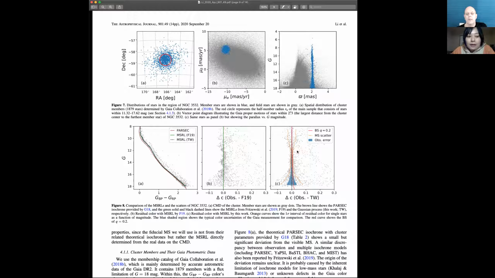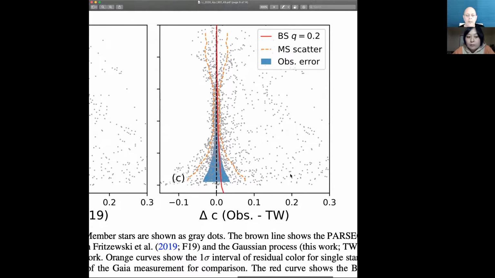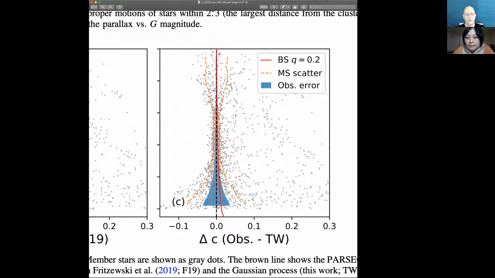Another problem is the result of binary fraction is very sensitive to the scatter of the main sequence. There is a degeneracy here. We cannot tell whether a star close to the ridge line is a single or a low mass ratio binary due to the observational error. As shown in panel C, the error is much smaller. The observational error given by Gaia is the blue shaded region, and the orange dashed line is the real scatter we detect. The underestimation of scatter will lead to the overestimation of the binary fraction and underestimate the power index of the mass ratio, which means if we use an underestimated scatter of the main sequence, we will tend to have more low mass ratio binaries.